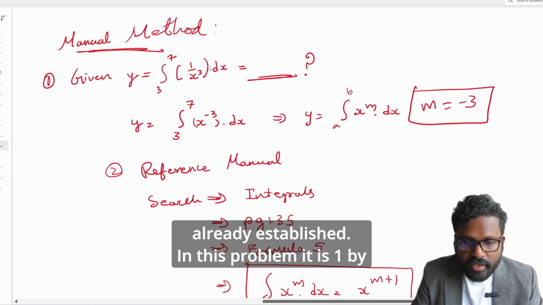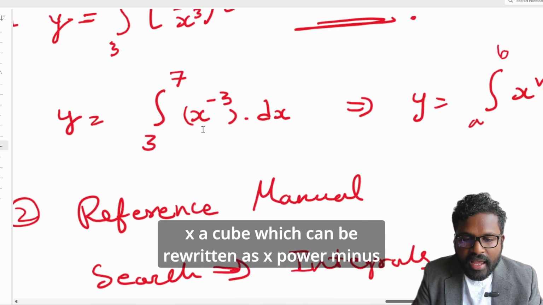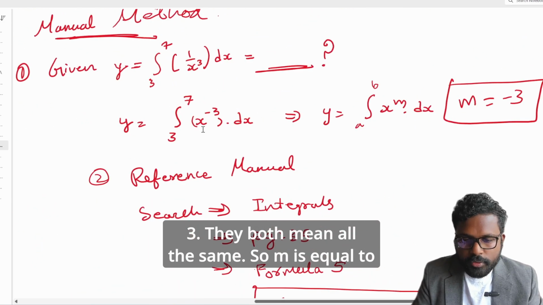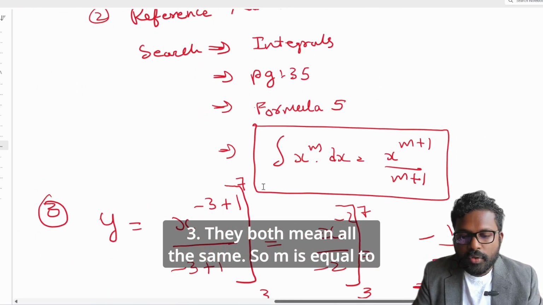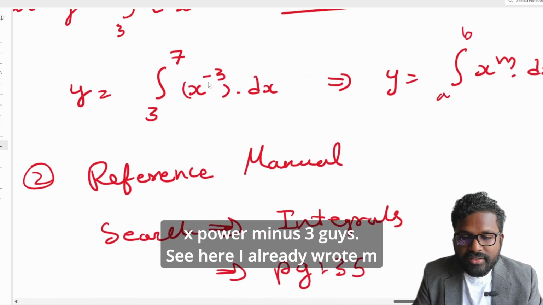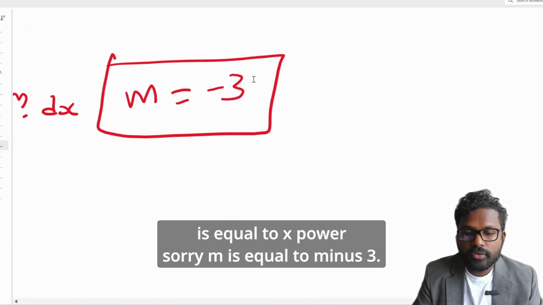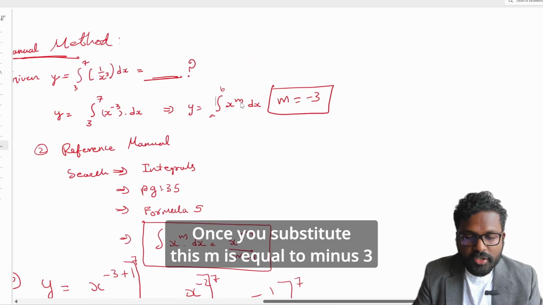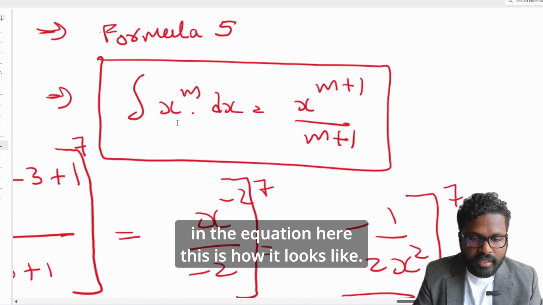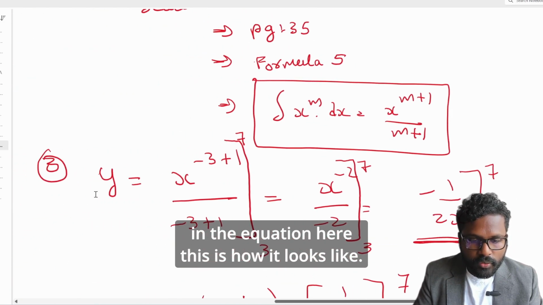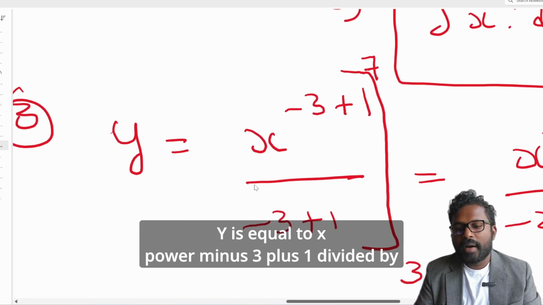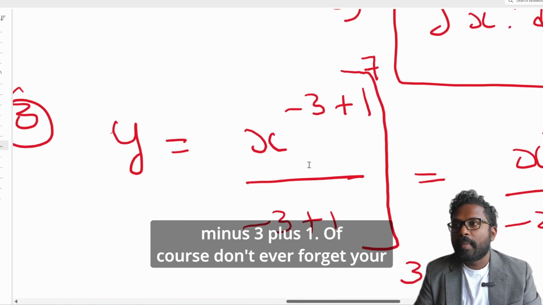In this problem it is 1 by x cube, which can be rewritten as x power minus 3. They both mean the same. So m is equal to minus 3, guys. See here, I already wrote this. Once you substitute m is equal to minus 3 in the equation, this is how it looks: y is equal to x power minus 3 plus 1 divided by minus 3 plus 1.